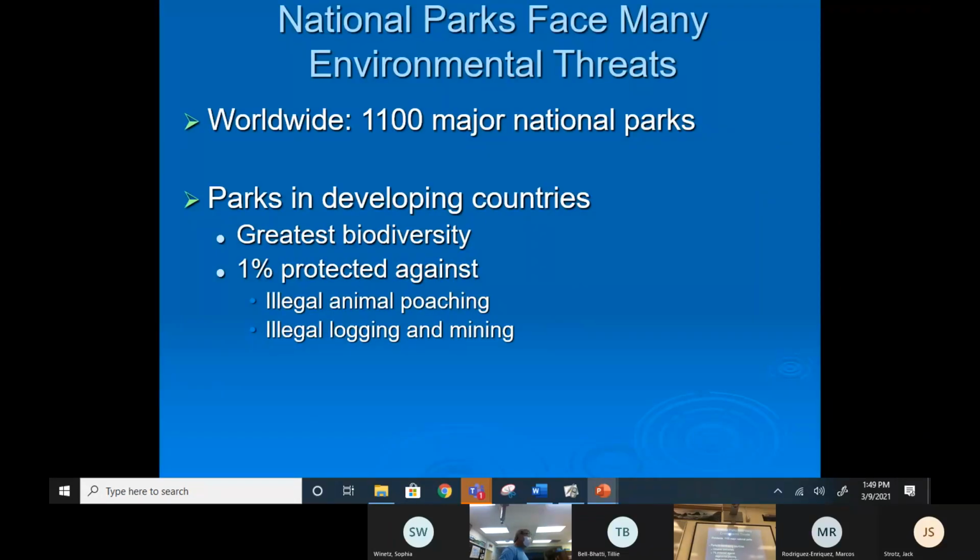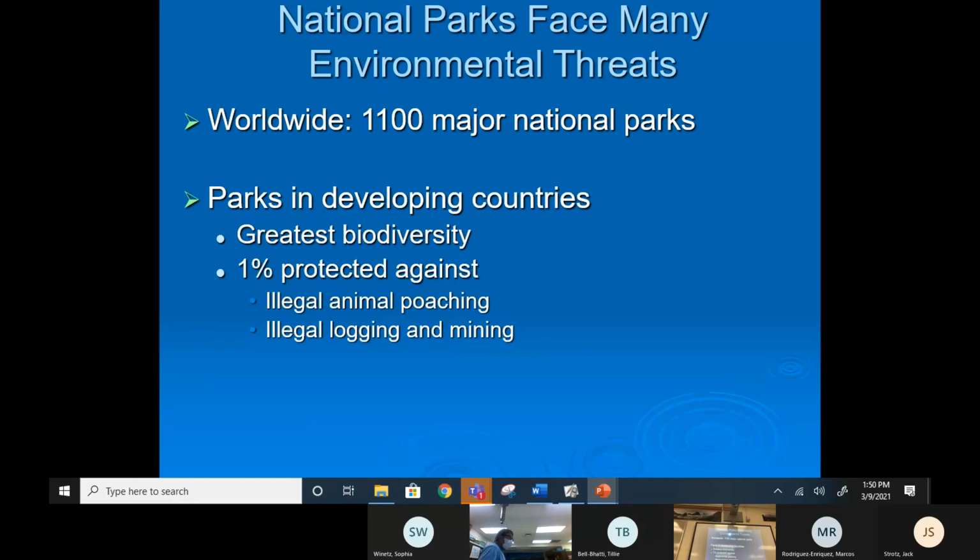So the greatest biodiversity, of course, is in the developing countries because they're often the tropical countries where we have tropical forests that have more biodiversity, right? But only 1% of them are protected against poaching, logging, and mining.